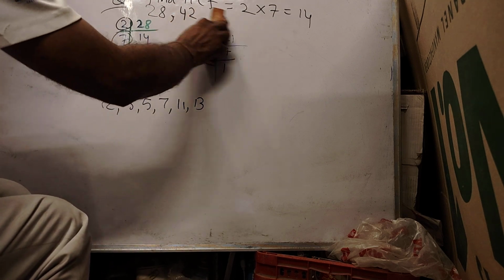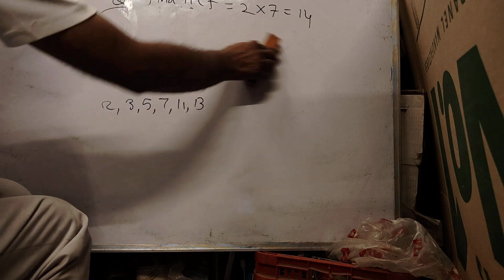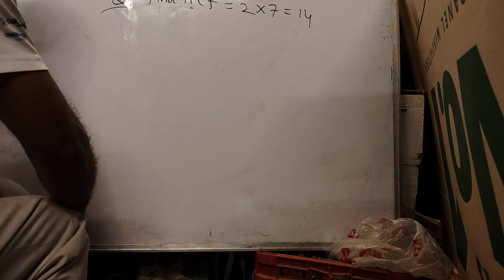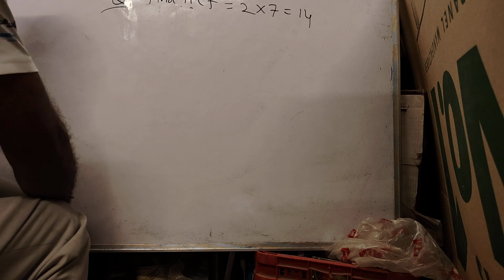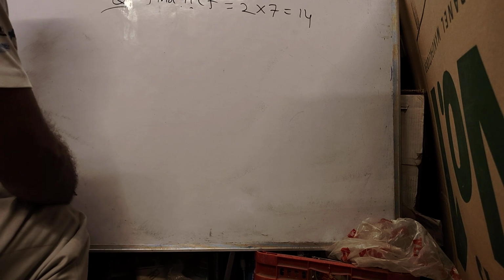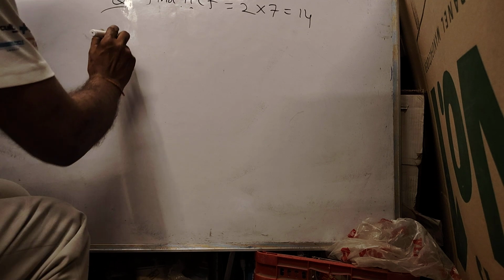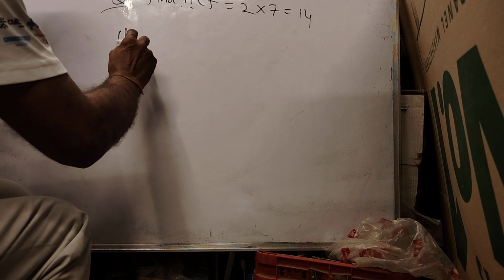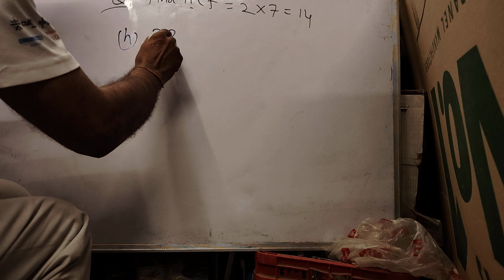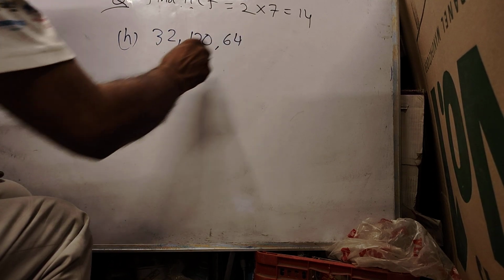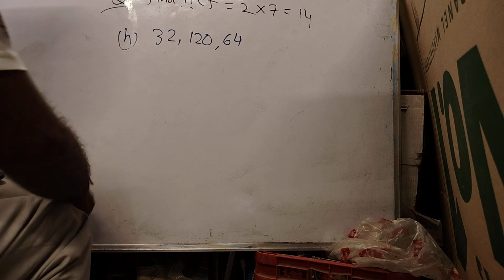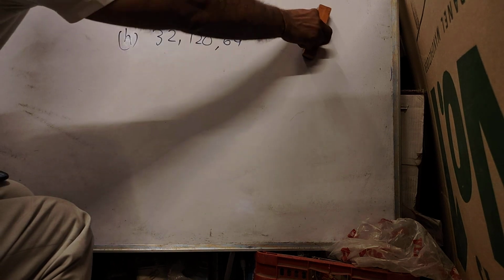There are different numbers in this work. We can do one or two problems here, and the rest of the questions you can do as homework. Suppose we are doing part H. Part H is 32, 120 and 64. Find the HCF of 32, 120 and 64.